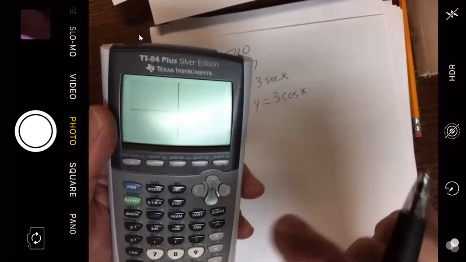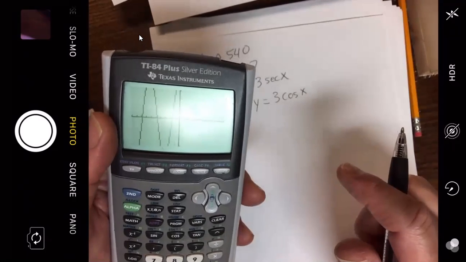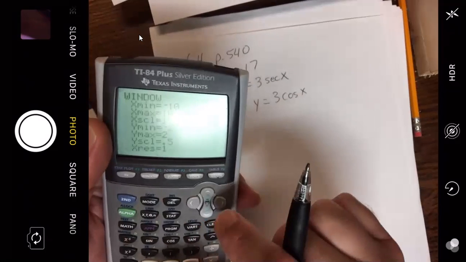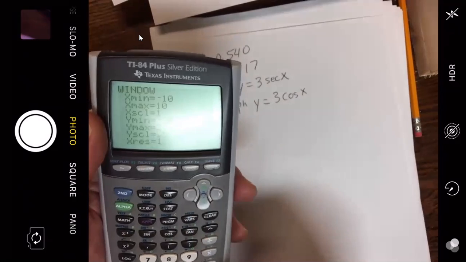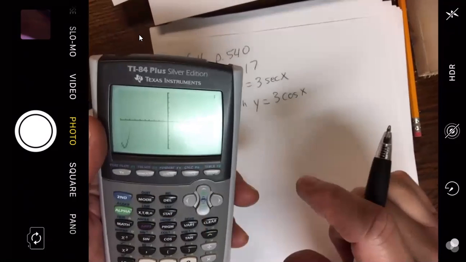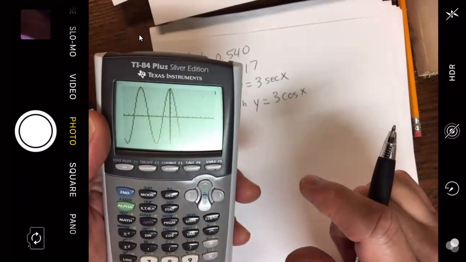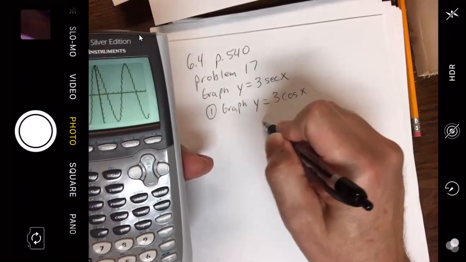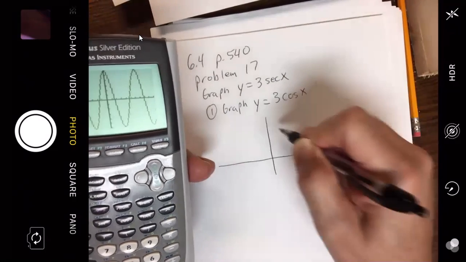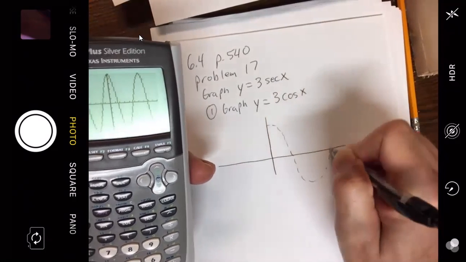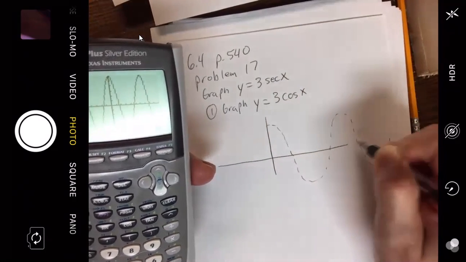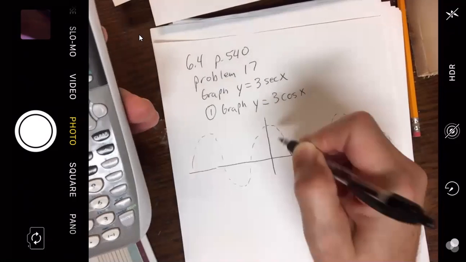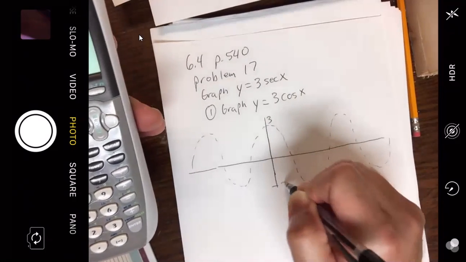Clear that off. Okay, the amplitude on that one is 3. So it's a little big for the thing. Okay, why don't we go -3, 3. Okay, there you are. So it's a straight cosine with the amplitude of 3. Now I'm going to dash it. It goes up to 3. It goes down to -3.